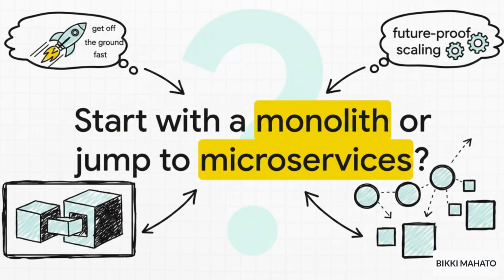And that brings us to the end of today's explainer. But before we wrap up, I want to pose a provocative question right back to you. In your own system designs, knowing all the trade-offs we just discussed, would you start your next project with a monolith to get off the ground fast, or would you jump straight to microservices to future-proof your scaling? And why?